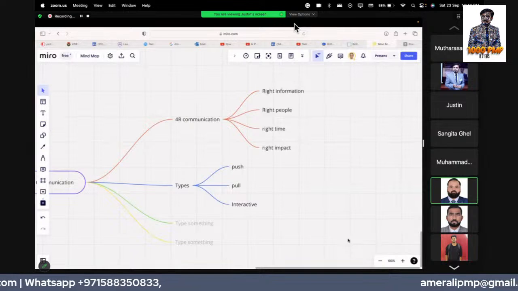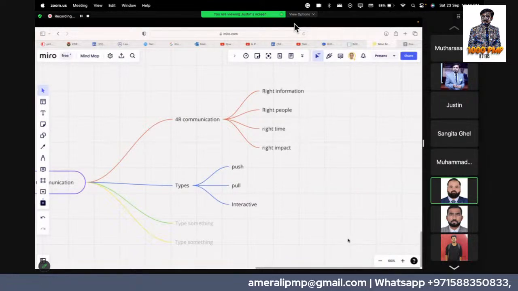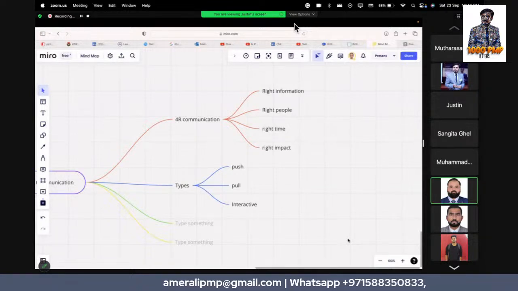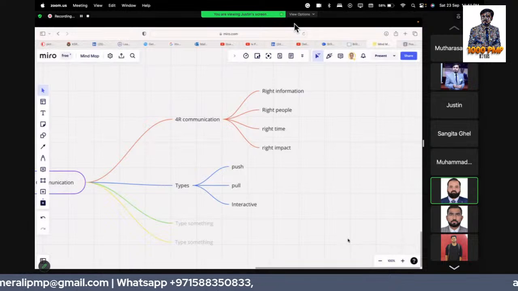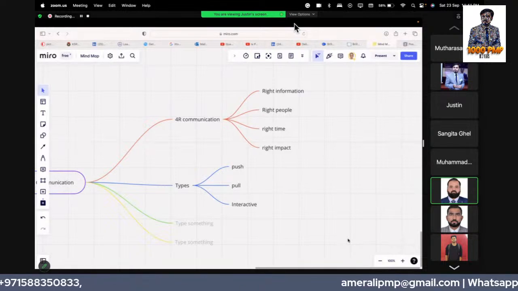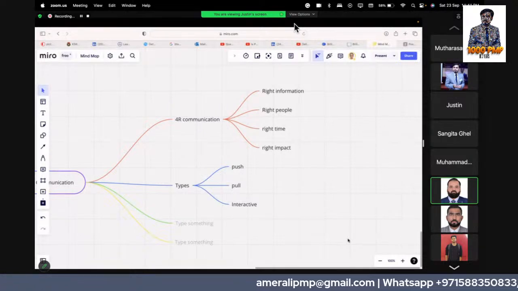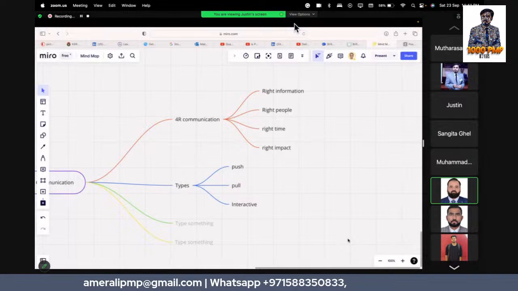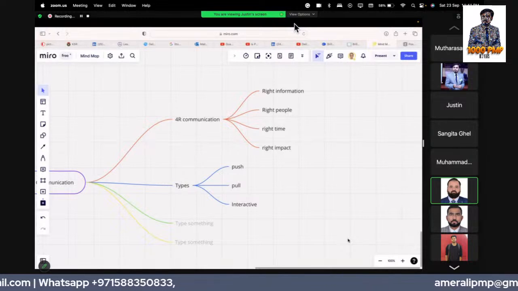You can see, it's a communication management plan. We have the four Rs of communication: the right information at the right time to the right people to make the right impact. Then we have communication planning. Up to here, the planning is done. Then we have manage communication, how to manage the communication.